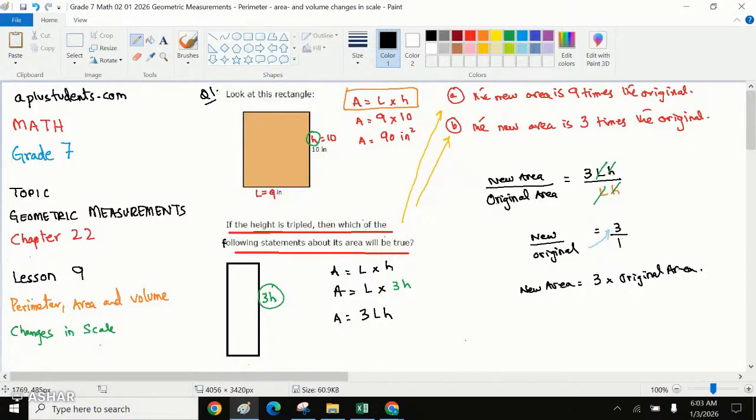Agreed? So which statement is true? The second statement is true. This statement is true. And this would be false because it says 9 times, and it says 3 times, right? So statement B is correct for us. The new area is 3 times the old area, or the original shape, right? Agreed?